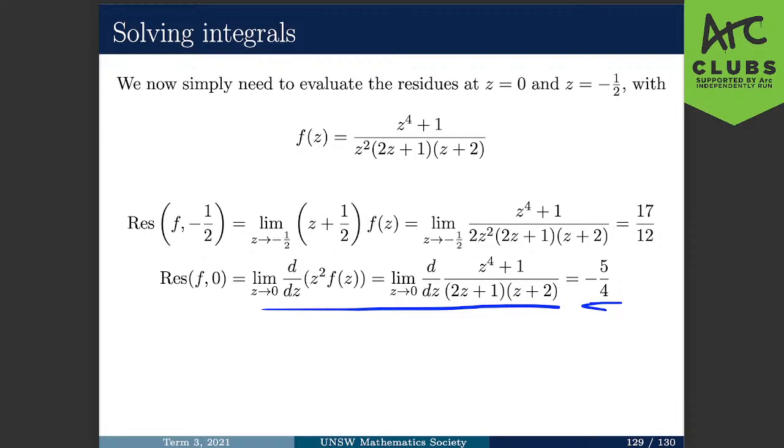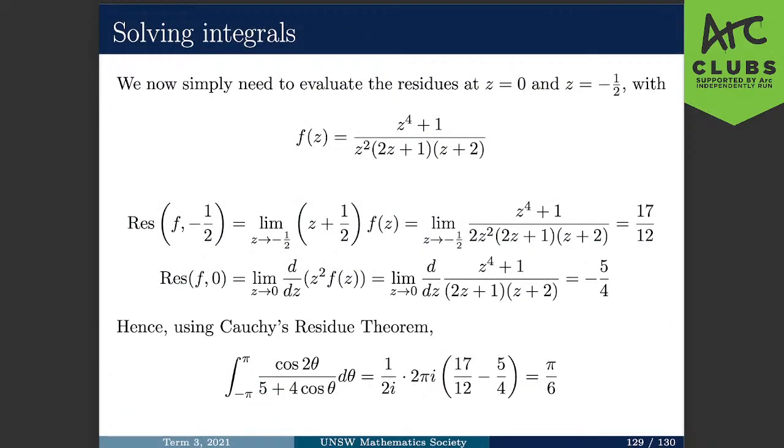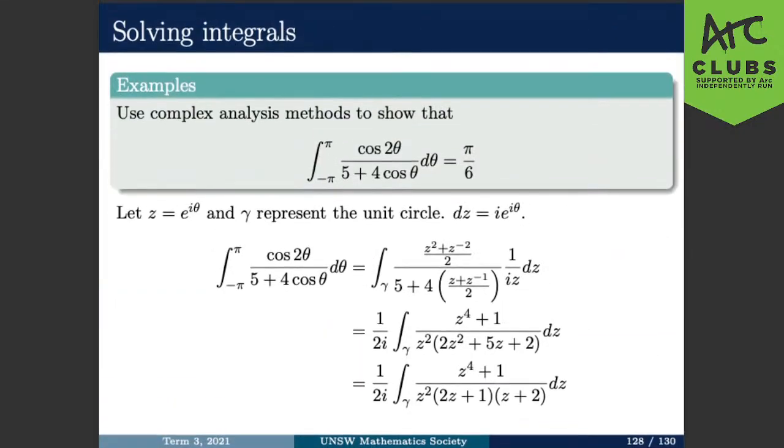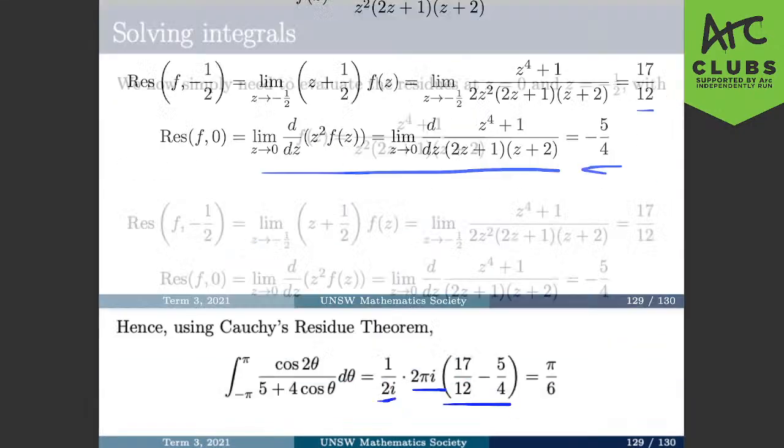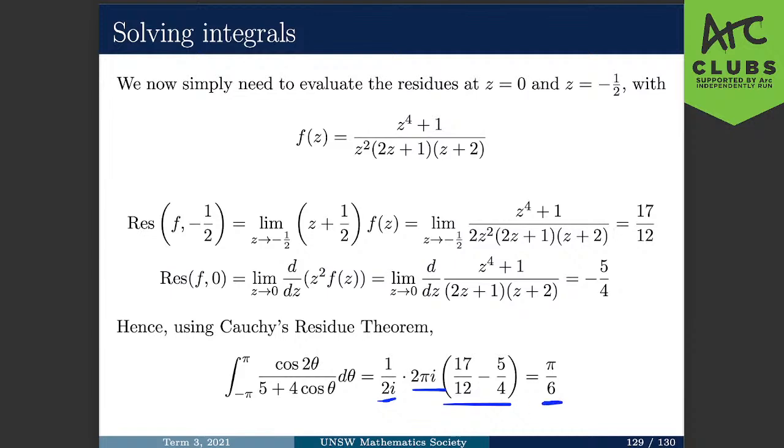Okay, so we have the residues at each of those points. Then using Cauchy's residue theorem, I just need 2 pi i multiplied by the residues added together. This 1 on 2i comes from the previous page. And we get a final answer of pi on 6, which is what the question required. Generally you would expect to get a real answer because these are real values. If you ended up with an i somewhere in your final answer, I would be pretty suspicious, and you would check your working out and make sure that you have not made a mistake.